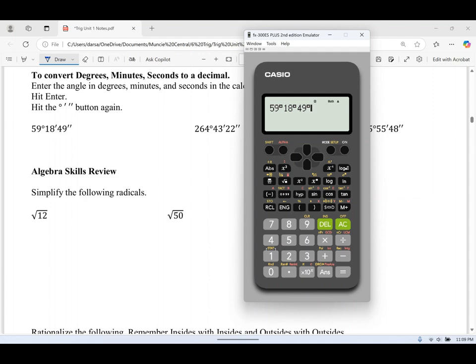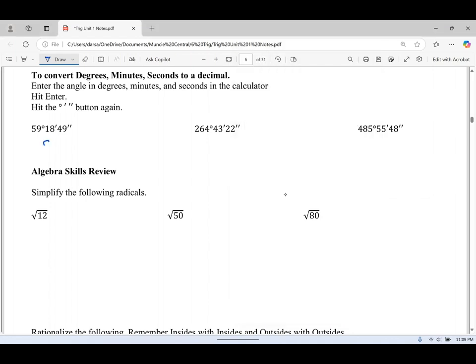And you'll see that by hitting the enter button, and you can see now it puts it in the correct notation. But what I want to know is, that's like 59 and some decimals, and I want to know what those decimals are. I'm going to hit the degree, minute, second button again, and that's going to convert it into decimals. So 59.314 degrees is what 59 degrees, 18 minutes, and 49 seconds essentially is.